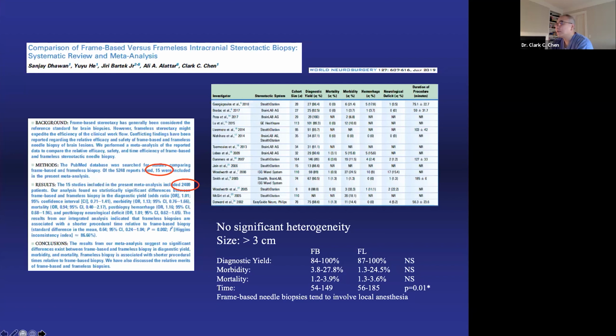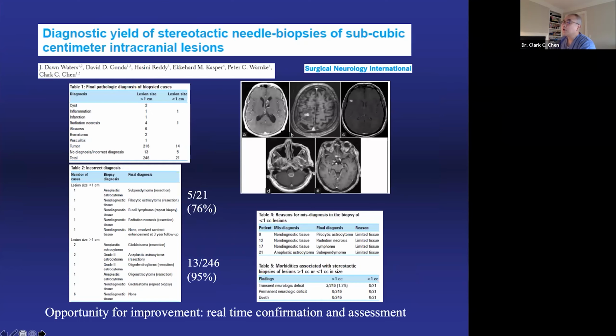Now, the problem is, if you survey the literature and look at all the papers, the average size of the lesion biopsied is more than 3 centimeters. The reality is, if we look at the biopsy diagnostic yield as a function of the lesions, as we approach the smaller lesions, we start to lose those diagnostic yields.